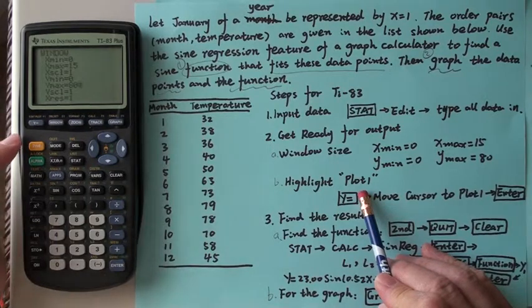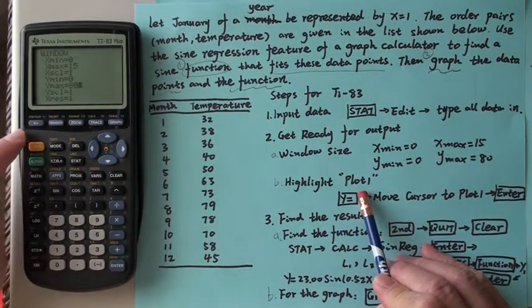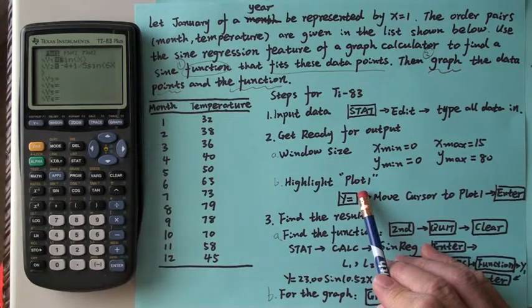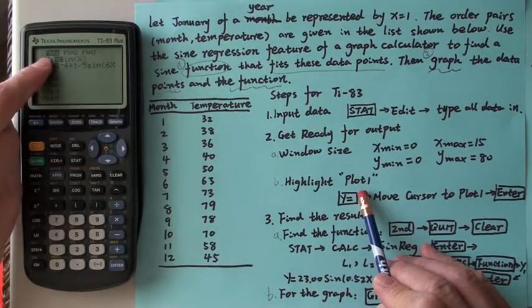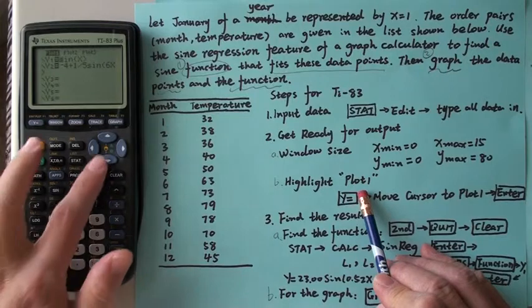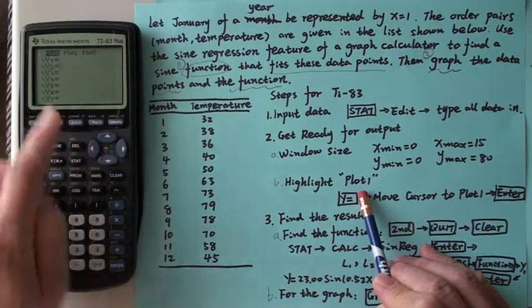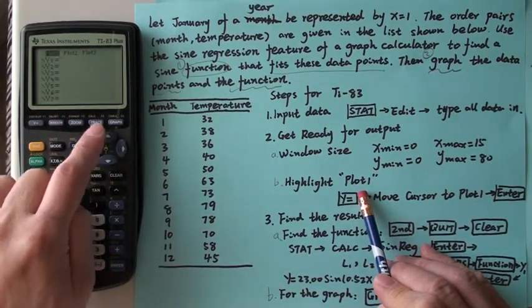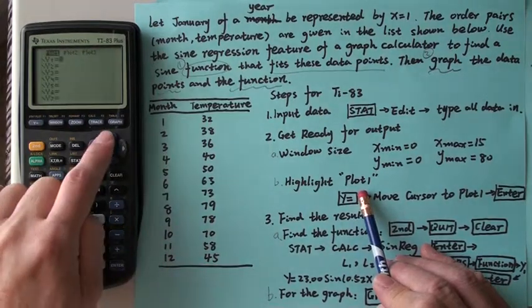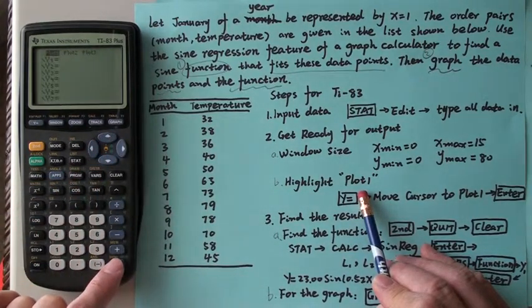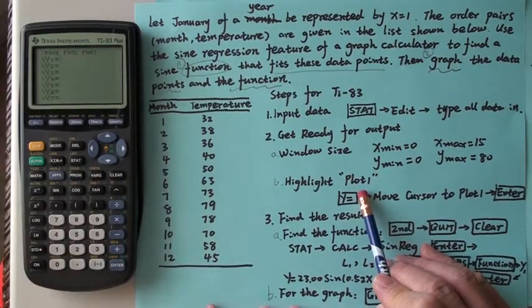Where is that? You see, when you hit Y equals, this thing, I already highlighted plot 1. Let me clear these functions. Those functions are not relevant. So you see down here, plot 1 is highlighted. If it were not, you see, this means plot 1 is not highlighted.